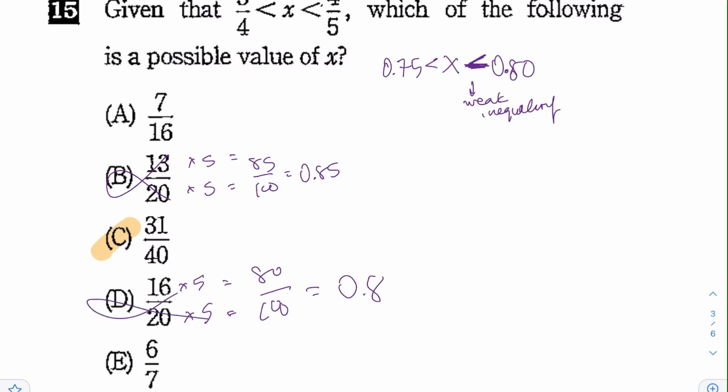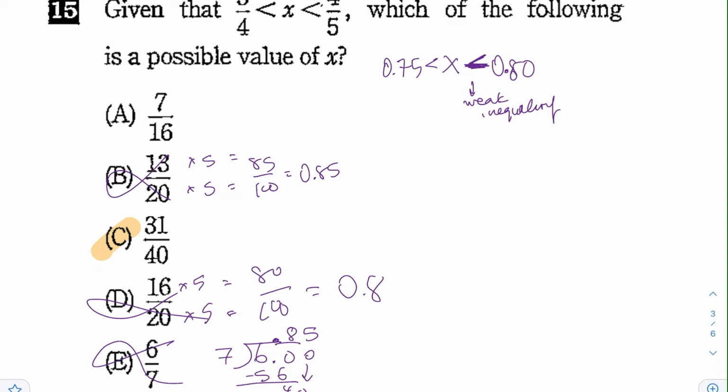For E, you have 6/7. So if you divide 6 by 7, 7 goes into 60 8 times. You see that this is already going to be wrong, because 7 goes into 45 times. This is 0.85 something, so that's wrong.